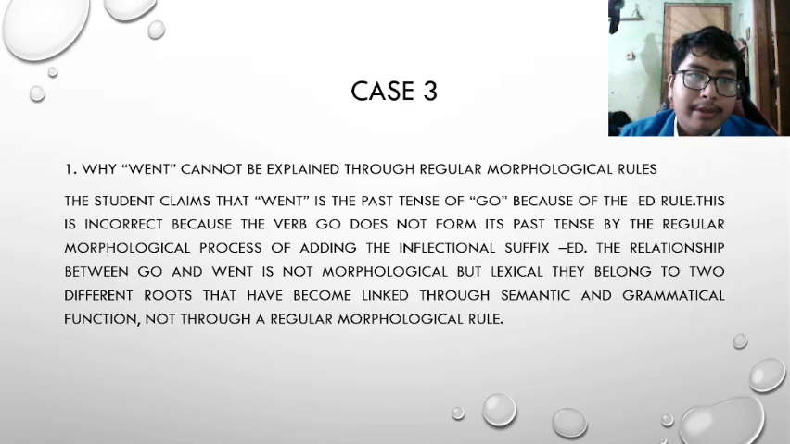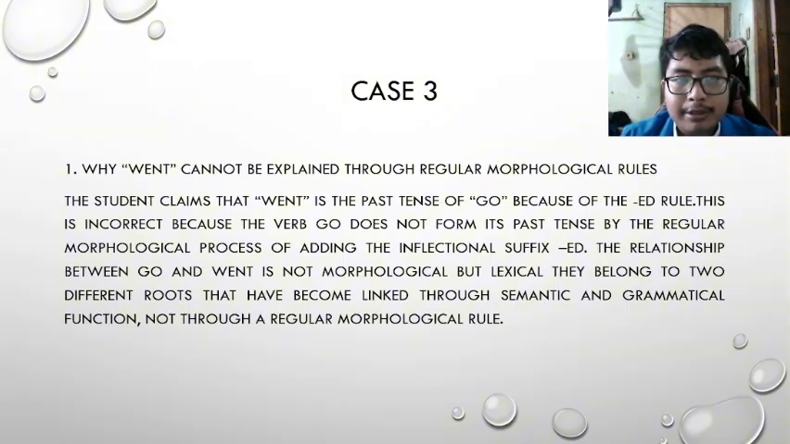Case number 3. Number 1: why went cannot be explained through regular morphological rules. The student claimed that went is the past tense of go because of the -ed rule. This is incorrect because the verb go does not form its past tense by the regular morphological process of adding the inflectional suffix -ed. The relationship between go and went is not morphological but lexical. They belong to two different roots that have become linked through semantic and grammatical function, not through a regular morphological rule.